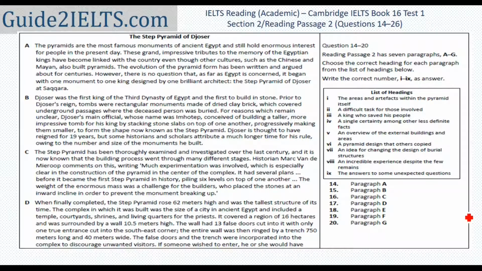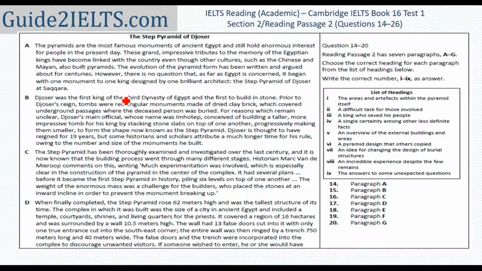However, what we can do is start reading every sentence in a paragraph. At whatever point in the sentence we understand what it is really talking about, we skip to the next sentence. We avoid reading details. So we start with paragraph A now. The pyramids are the most famous monuments of ancient Egypt and still hold enormous interest for people in the present day. These grand, impressive tributes to the memory of the Egyptian kings have been linked with the country, even though other cultures, Chinese and Mayan, also built pyramids. The evolution of the pyramid form has been written and argued about for centuries. However, there is no question in Egypt it began with this pyramid.